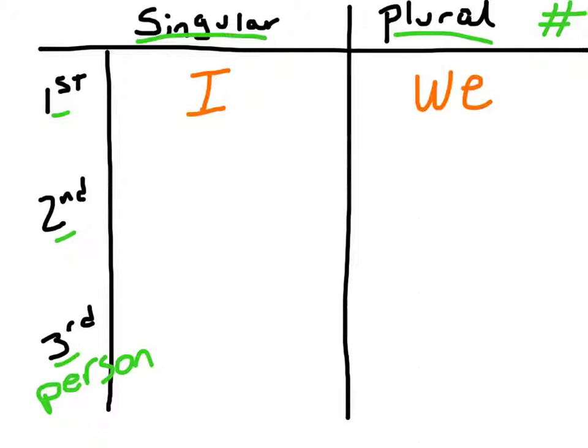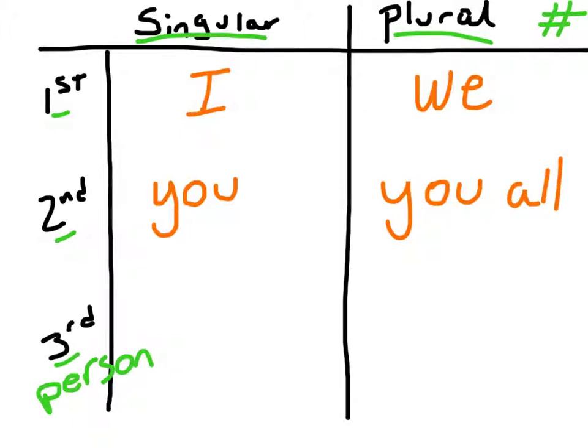Second person is a little bit trickier. That's when I'm talking to the person who's doing the action, and I'd say you. And then in English, the plural is also you. So I like to differentiate between the two yous by saying you all. You'll sometimes see you with plural in parentheses after it.